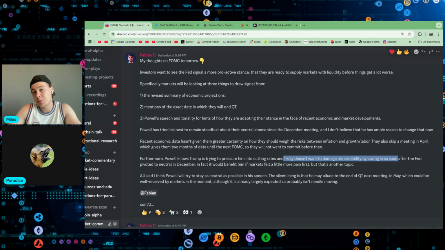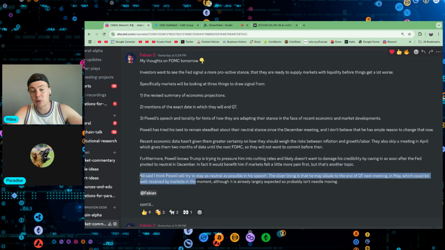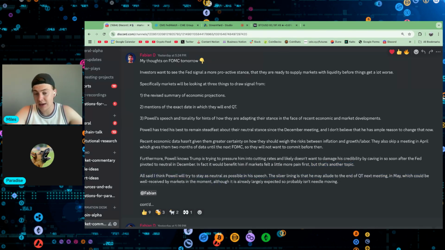But Fabian's point here is interesting, that maybe Powell doesn't want to cave in too soon, and there's maybe a higher likelihood of him doing so in the next meeting after the Fed pivoted to neutral in December. In fact, it would benefit him if markets felt a little bit more pain first pertaining to Trump, but that's another topic. All said, I think Powell will try to stay as neutral as possible in his speech. The silver lining is that he may allude to the end of QT next meeting in May, which obviously everyone's waiting for, which could be well received by markets in the moment, although it's already largely expected, so probably isn't needle moving.